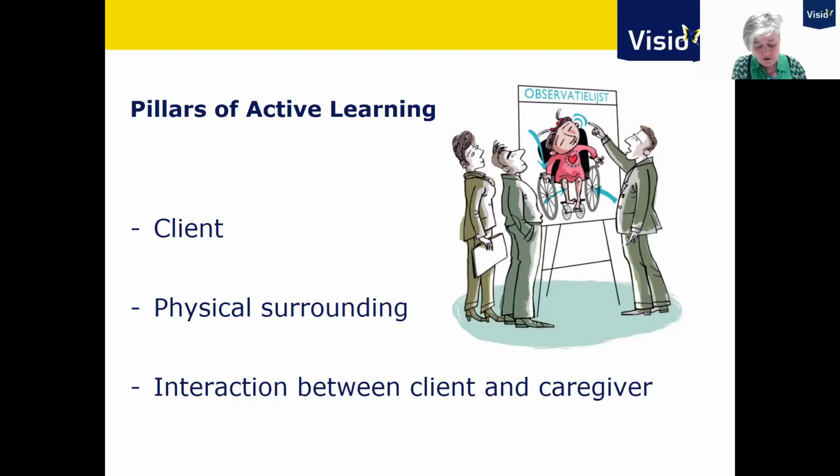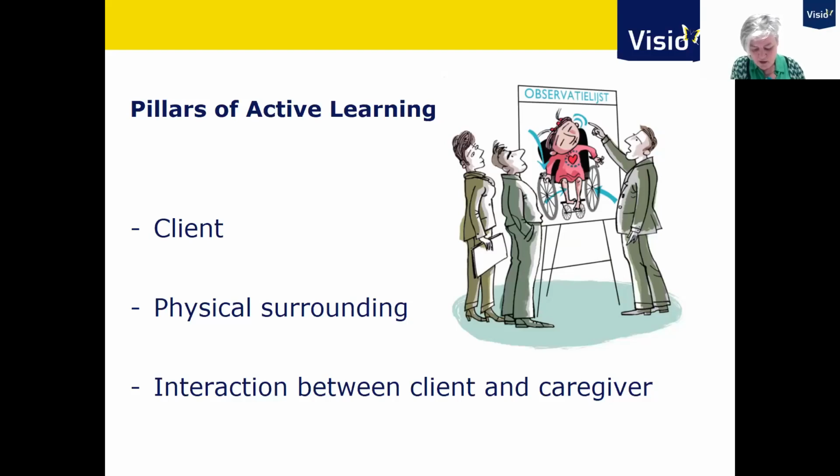Second, we need to know more about the physical surroundings of Chris. Where is the best place to create the active learning surrounding? And third, we have to know more about the interaction between Chris and the caregiver, the parents, the client system, so that we know how to stimulate Chris. And these three pillars work together to create the ultimate active learning situation.